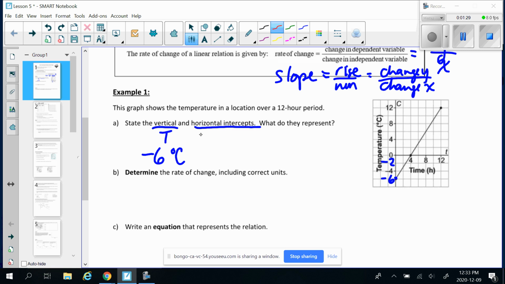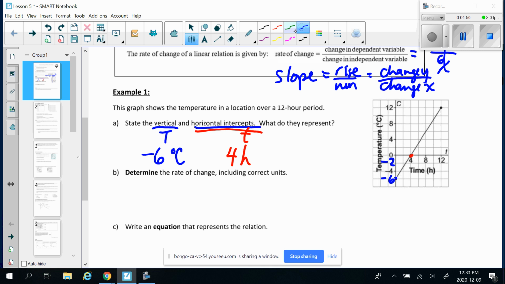And what about the horizontal intercept? Well, the horizontal intercept is wherever it hits the x-axis, but in this case, it's the little t axis. So over there, it looks like 4. But because we have a word problem, we have to put hours on it. So this is 4 hours. Okay. So what do they represent?